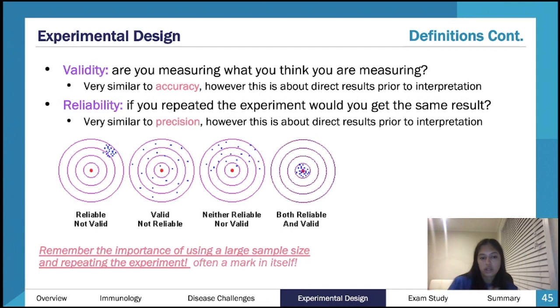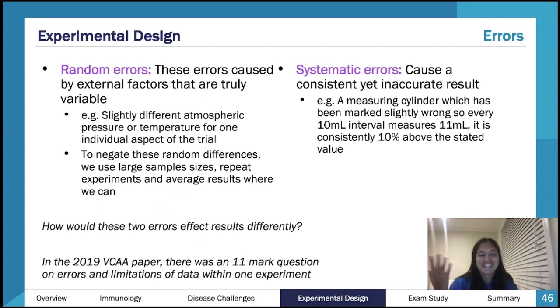So having a large sample size and repeating the experiment is really important for your reliability and getting rid of your random errors. That's the way I was going to say standard errors, your random errors. Having a large sample size and repeating is really important for that. So random errors are just that, really random errors, sort of like fluctuations in atmospheric pressure, temperature, that sort of thing. It's completely random and it will affect like one random result. Whereas your systematic errors affect every single result consistently. So it's often to do with equipment.